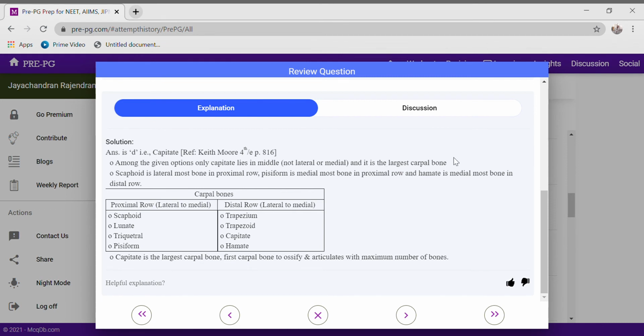The largest carpal bone: scaphoid is very lateral and it's in the proximal row. Pisiform bone is very medial, also in the proximal row. Hamate is the most medial bone of the distal row. Capitate is the largest carpal bone, the first carpal bone to ossify, and it articulates with the maximum number of bones. So it's the largest bone, the middle bone, and the first carpal bone to get ossified.